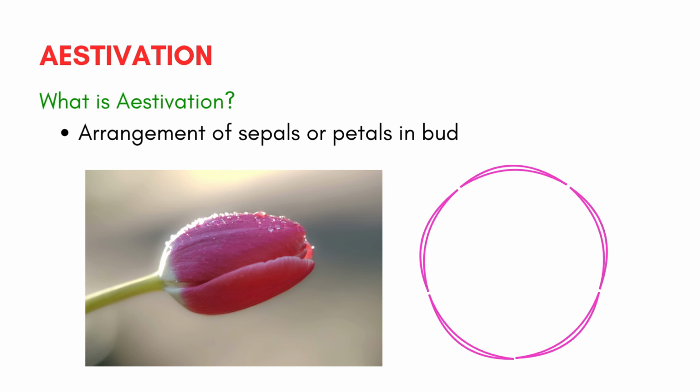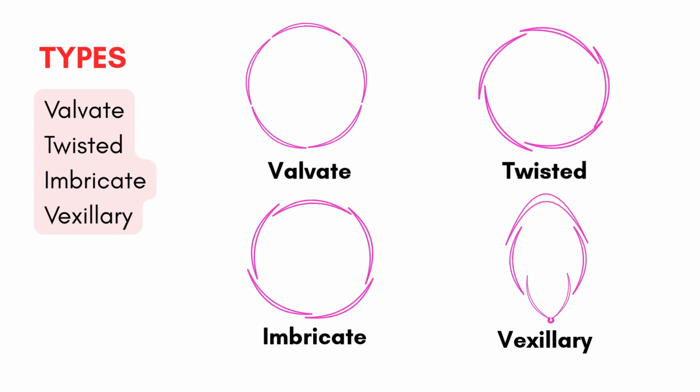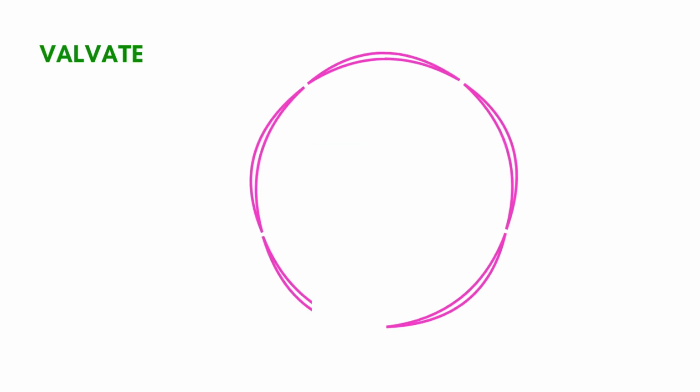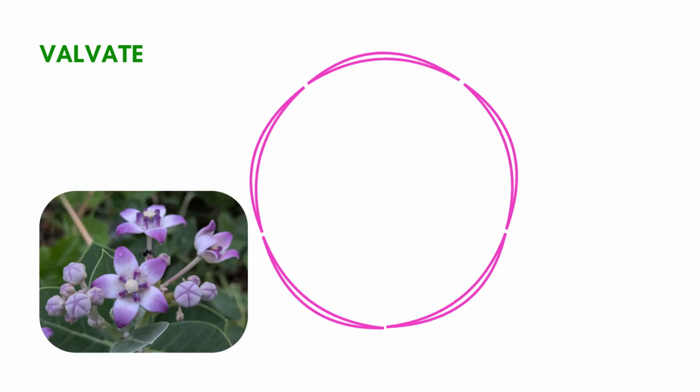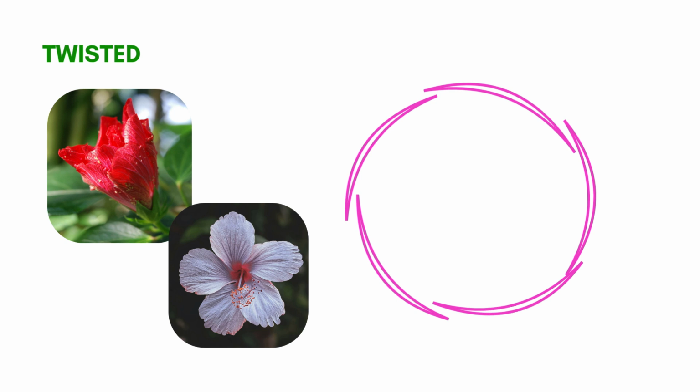The mode of arrangement of sepals or petals in the floral bud with respect to the other members of the same whorl is known as aestivation. The main types of aestivation are valvate, twisted, imbricate and vexillary. When sepals or petals in a whorl just touch one another at the margin without overlapping, as in calotropis, it is said to be valvate. If one margin of the appendage overlaps that of the next one and so on, as in China rose, lady's finger and cotton, it is called twisted.